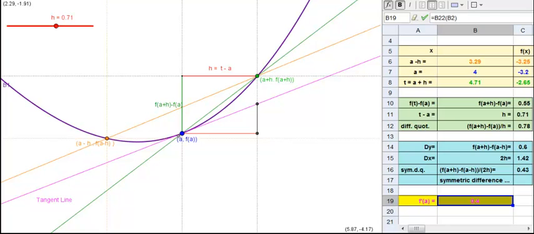Otherwise, the symmetric difference quotient and the difference quotient are basically interpreted the same. They're both average rates of change. They're both slopes of secant lines. And they're both used to approximate the instantaneous rate of change, the slope of the tangent line, which is the derivative.